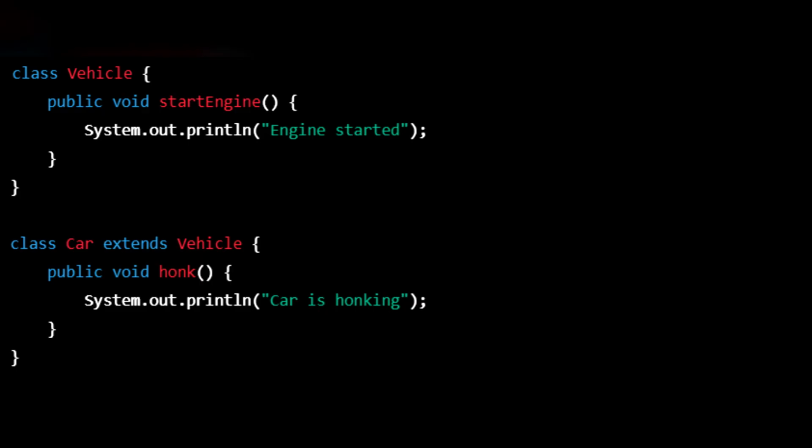For instance, if you have a vehicle class, you can create a car class that inherits from vehicle. This means the car class will automatically have the properties and methods of vehicle, but you can also add specific properties unique to car. As you can see, the car class inherits the start engine method from vehicle but has its own honk method. This keeps your code cleaner and easier to manage.